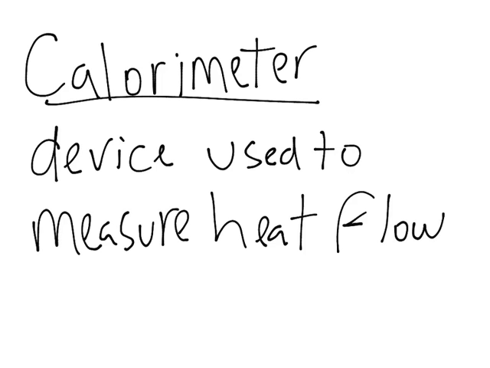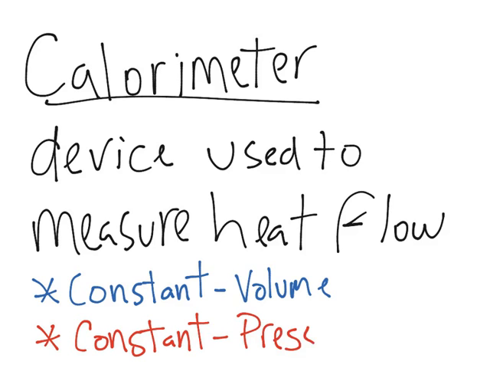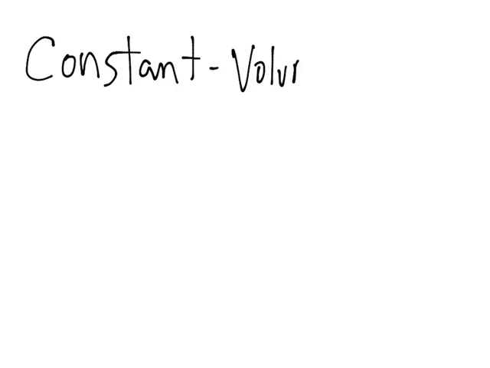And well, we have two types of calorimeters. The first one is the constant volume calorimeter. And the second one, the constant pressure calorimeter. I'll be talking about each of those separately. So first, we talked about the constant volume calorimeter. I'll just abbreviate it as cal.